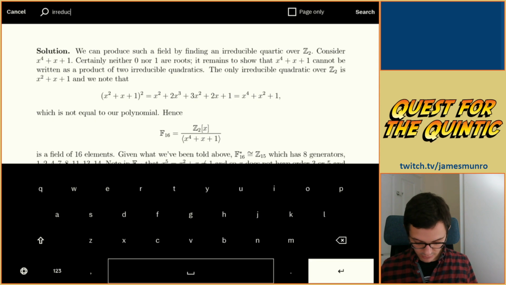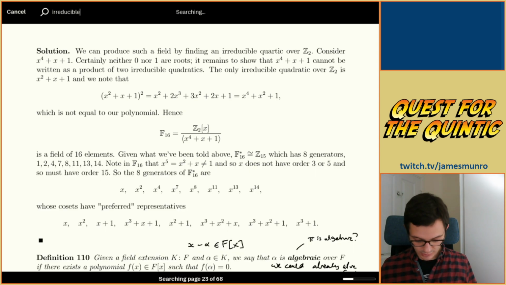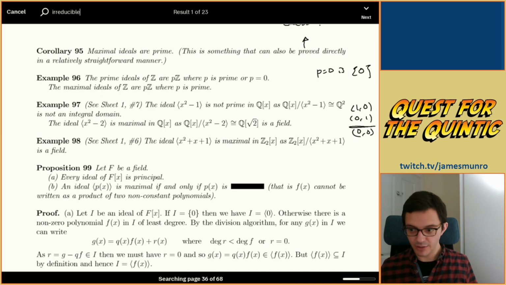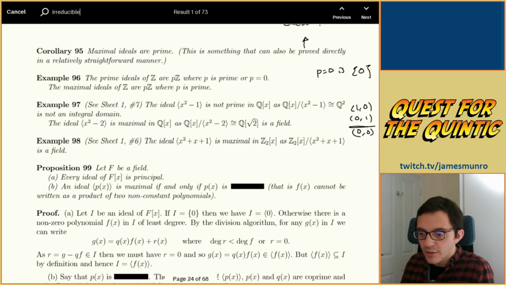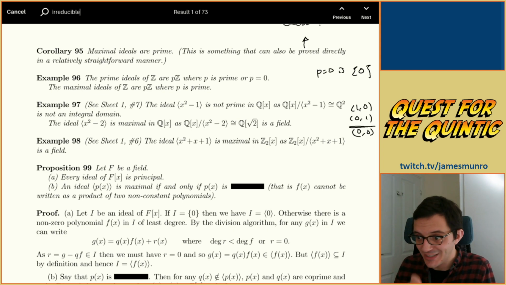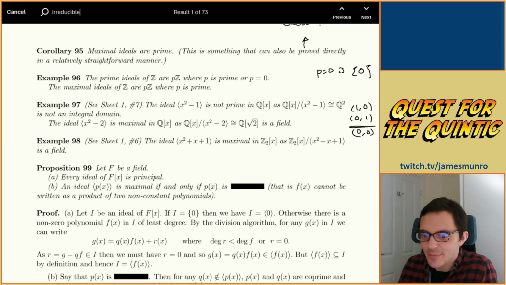Irreducible. There we go. Search. Searching. Let's go to page 29. Right, okay, so irreducible: f of x cannot be written as the product of two non-constant polynomials. Sorry, it looks a bit like it's censored the word irreducible where it's found it. Oh well. f of x cannot be written as the product of two non-constant polynomials. Yeah, fine, okay. So reducing it would be to write it as two things.